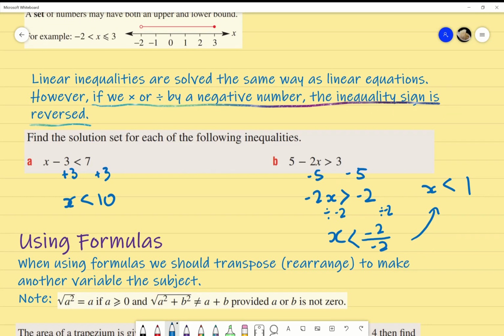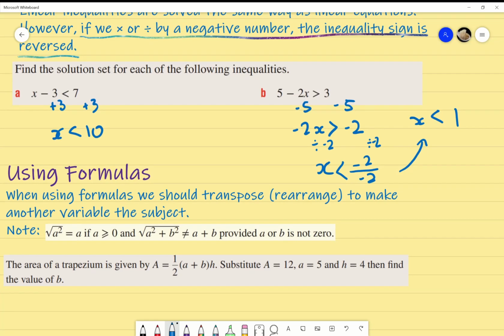Okay. There we go. So the next topic is using formulas, exercise 2H. It's pretty much what you guys already know. It's just transposing, which means rearranging, to make something else the subject. When I say make something the subject, I mean put it by itself on one side of the equal sign.